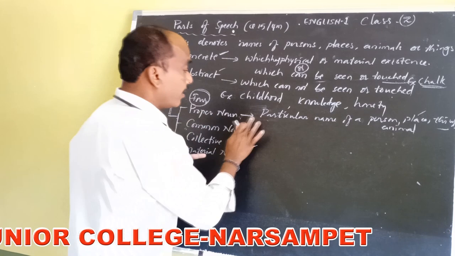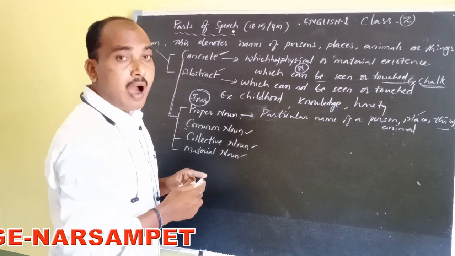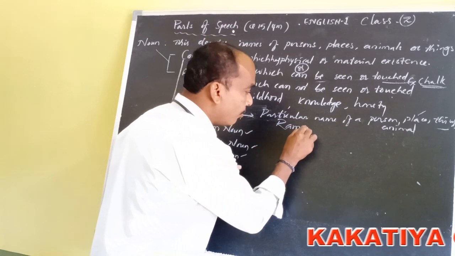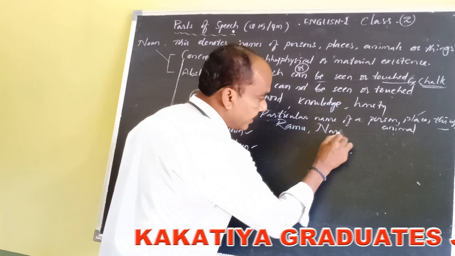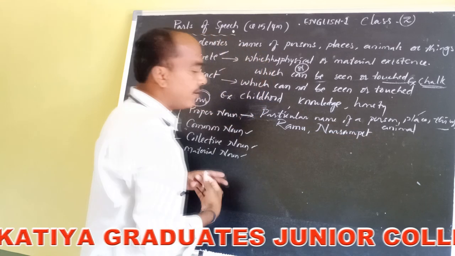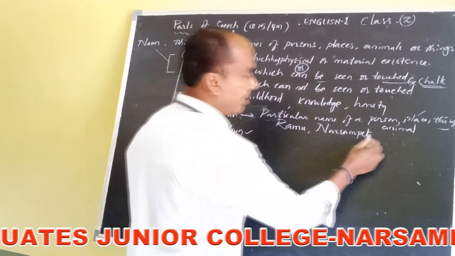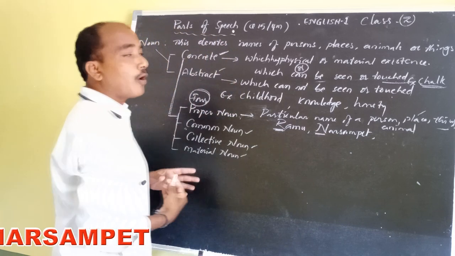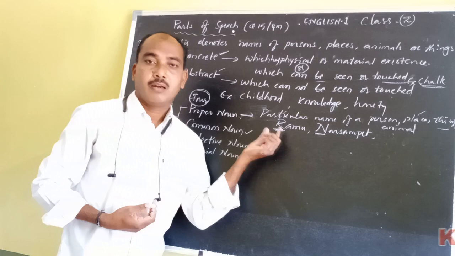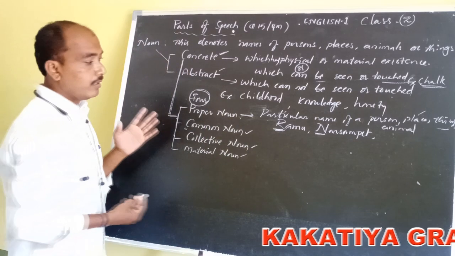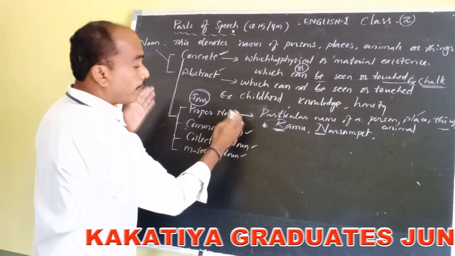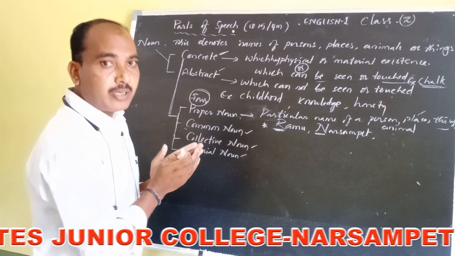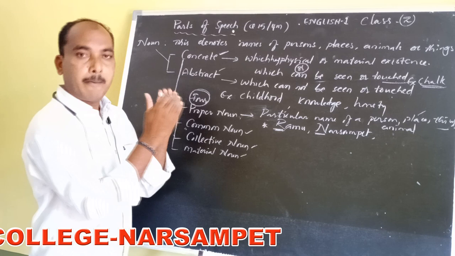You should remember this note point: all proper nouns should begin with a capital letter. For example, your name is Ramu, one place is Narsampet. I wrote all these names, whether the name of a place, a person or a thing, with a capital letter. Keep this in mind. If anywhere you come across a word with a capital letter, it should be considered a proper noun.